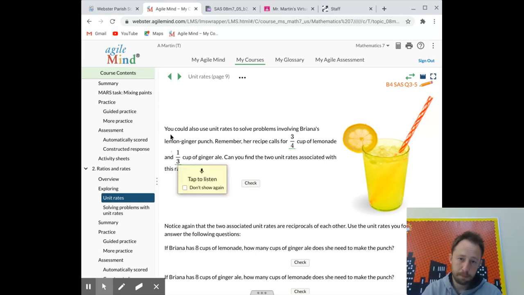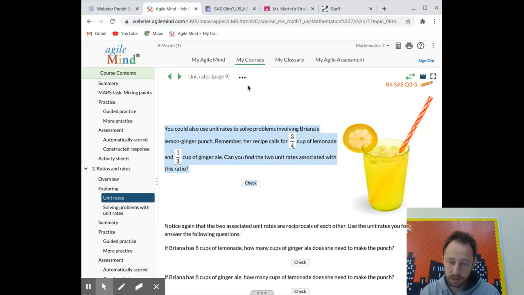All right. Militon, read this for us, please, sir. You could also use unit rates to solve problems involving Brianna's lemon ginger punch. Remember her recipe called for 3/4 cup of lemonade and 1/3 cup of ginger ale. Can you find 2 unit rates associated with this ratio? All right. So if we're talking about unit rates, we would say there's how many cups of lemonade to 1 cup of ginger ale. How would we find that? What would we have to do?